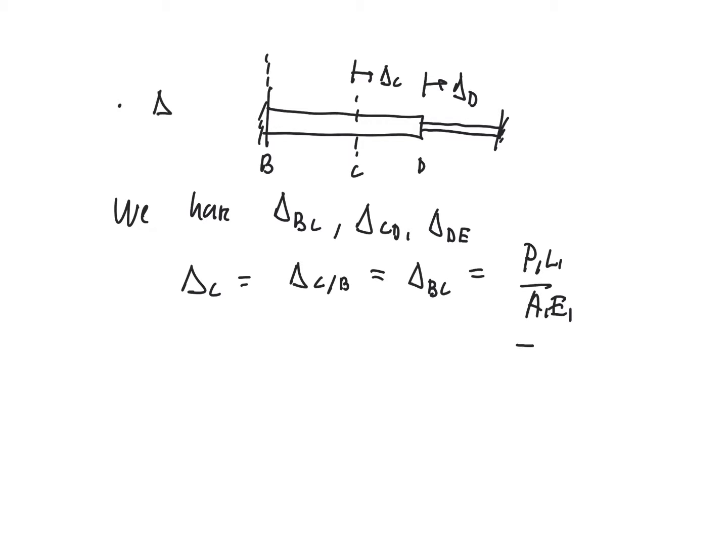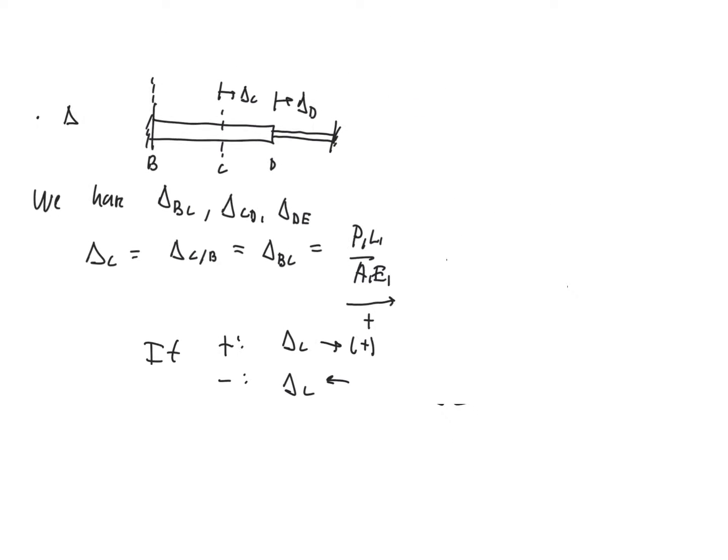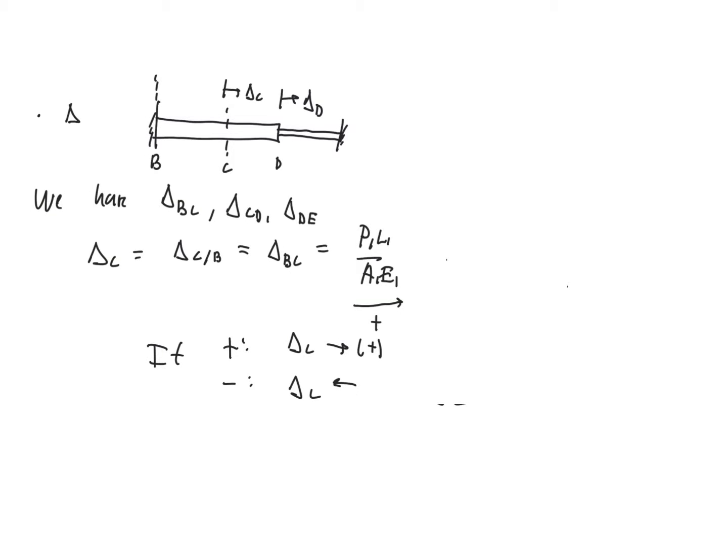Now that's assumed to be right if it's plus. Remember, we're assuming that it's going to be stretch. So if it turns out to be a negative number, let's write this down here. If it's a positive number, that means delta C is going to move to the right. If it's a negative number, then delta C is going to be to the left. Why is that? Because we've assumed tension everywhere, and tension moves the bars to the right relative to B. So that's a relatively straightforward link to make between those two.